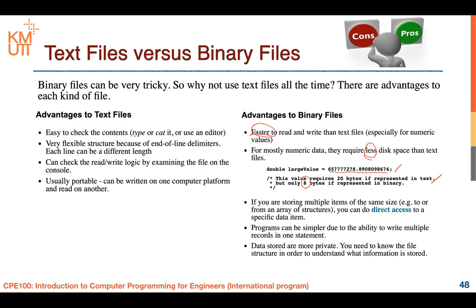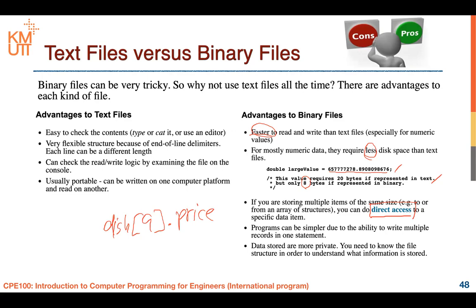If you are storing multiple items of the same size, like an array of structures, you can do direct access to a specific item. When you keep the data in a binary file, you don't have to access it sequentially, which means starting from the first, then second, third, and so on. With the data structure, you can jump to the address that you want. We call this direct access to the specific data. For example, if you want the price of the 10th element in the main dish, you can just jump to dish number 10, dot price. This is how you can access the file directly.